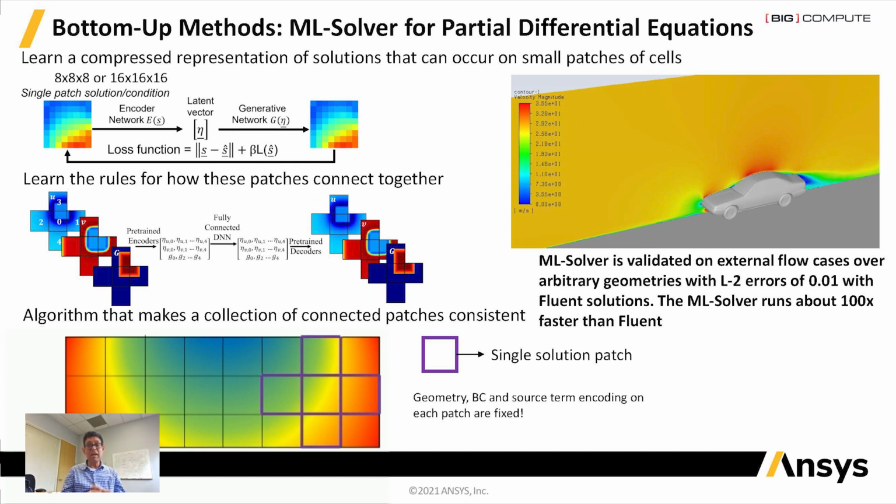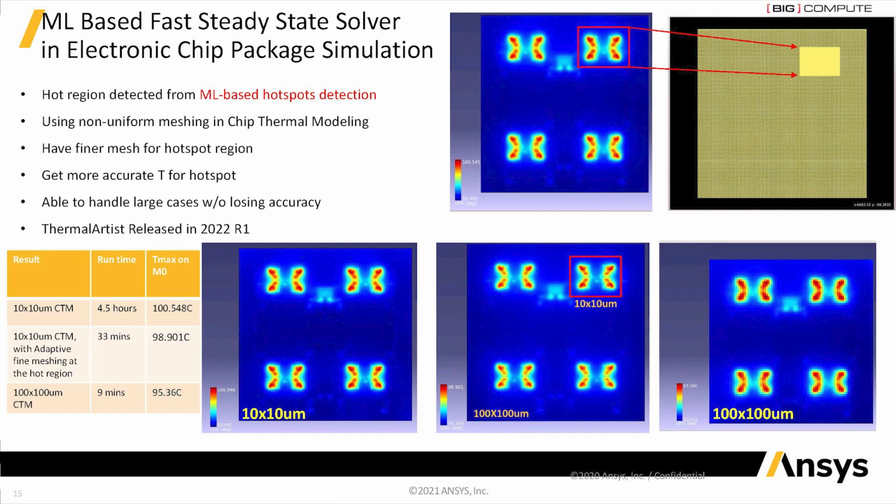So this basic idea of a ML-based solver was initially done for steady-state solutions, then for transient solutions, then for regular meshes, irregular meshes. And the picture on the top right is showing how we have solved the external flow use case for airflow over a car, and you have integrated with Fluent, and this gets a speed of about 100 times more than Fluent for the same accuracy. So very, very exciting work on bottom-up methods.